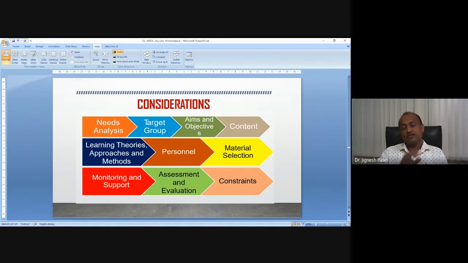So which methods should we focus on? Sometimes we put content in such a way that all the content should be delivered with lecture methods only. Sometimes some practical aspect or field visit or this kind of experience should be provided with the curriculum. That also is a thing.